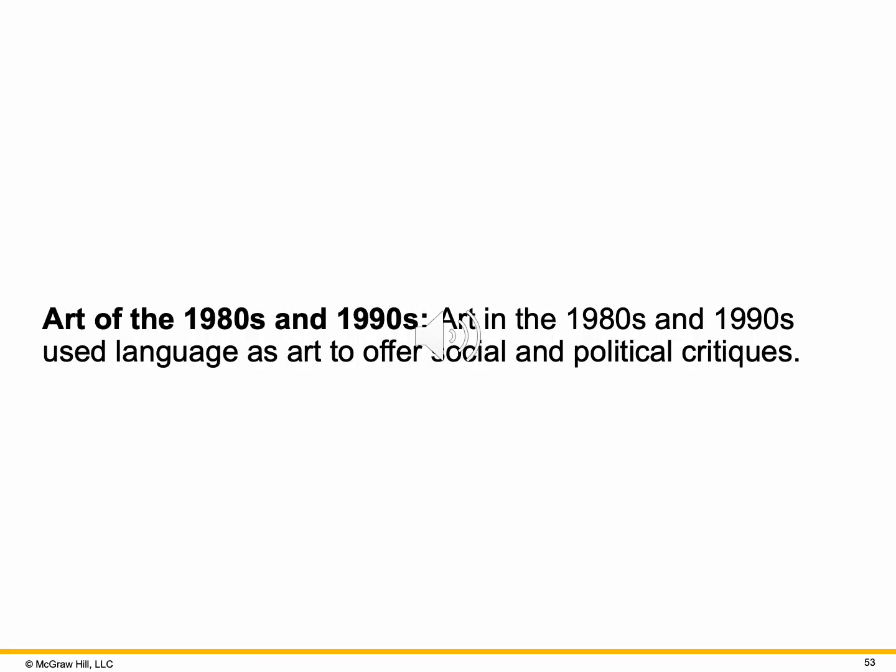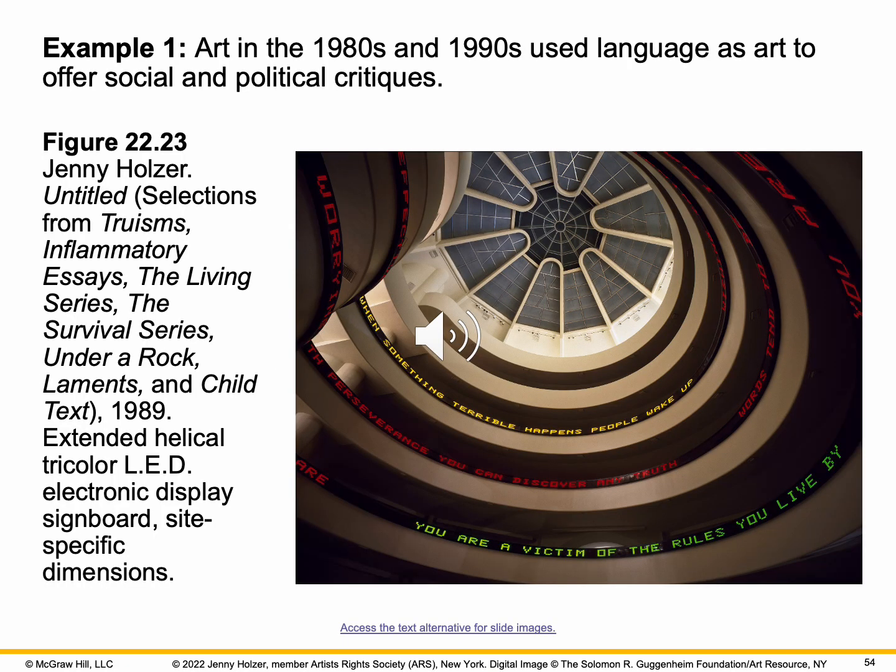Art of the 1980s and 1990s. Art in the 1980s and 1990s used language as art to offer social and political critique. Artist Jenny Holzer inserted words that closely resembled advertising slogans into public places. These conceptual projects used LED signs that displayed short critical messages or personal information on the types of signs we see every day. In one project, she put, "Protect me from what I want," on a sign over the Las Vegas Strip, and in another, "Private property created crime," above New York's Times Square.